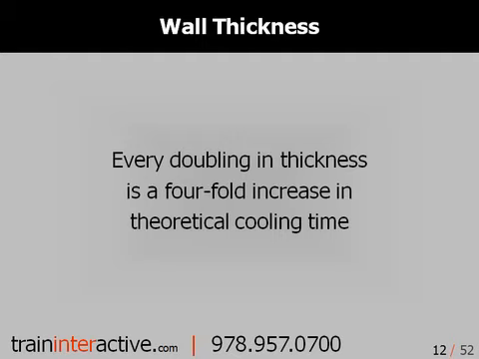So as a rule of thumb, every time you double the thickness of a part, it increases the theoretical cooling by about 4 times. In actuality, the cooling time will increase even more because the increased part thickness actually increases part shrinkage. With increased shrinkage, the outer part surface loses contact with the mold surface. This will decrease the efficiency of heat transfer from the part to the mold surface.